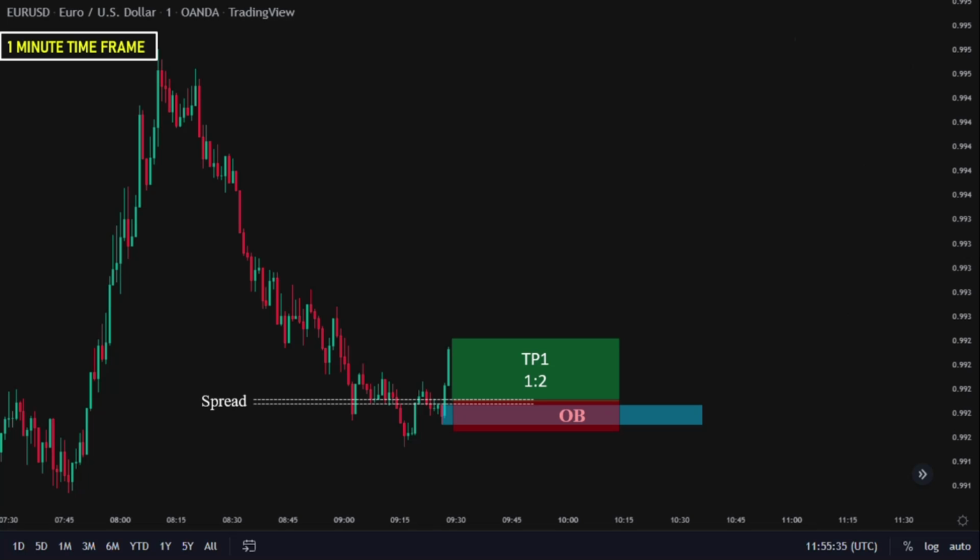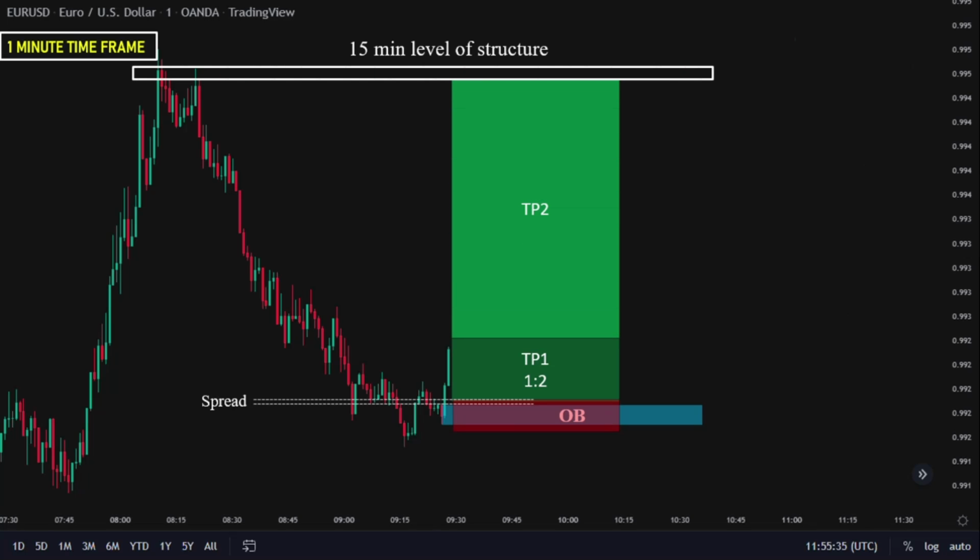For the first take profit, you could close half of your position when price reaches your 1 to 2 targets. This way, even if price drops and hits the stop loss, you are still at break even. And for the second take profit, you could target the next major level of structure in front of the market in the 15-minute time frame.